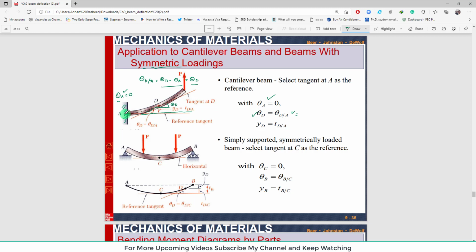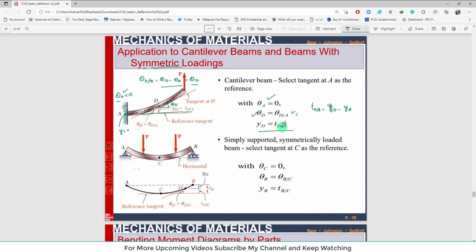Similarly, you can see that the deflection at this point A will be equal to 0. So the deflection at point D, which is TDA, the deflection of point D with respect to point A, I will write it, TDA is equal to YD minus YA. So YA is equal to 0 at this point, so TDA is equal to YD.